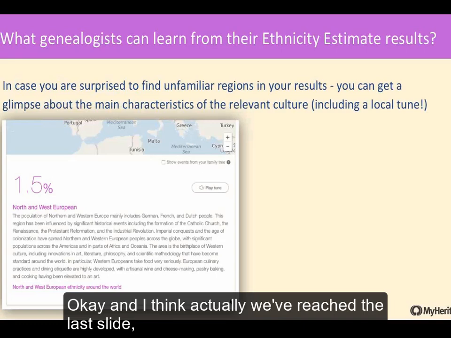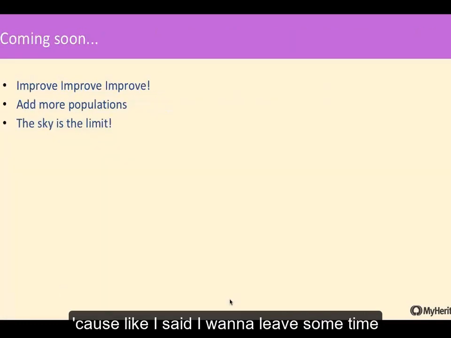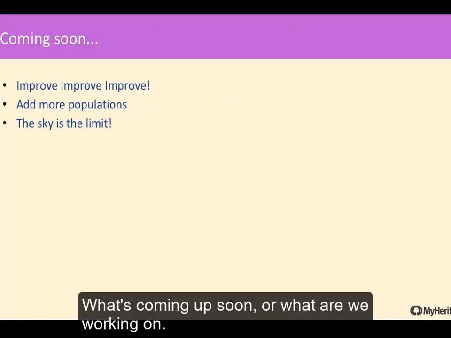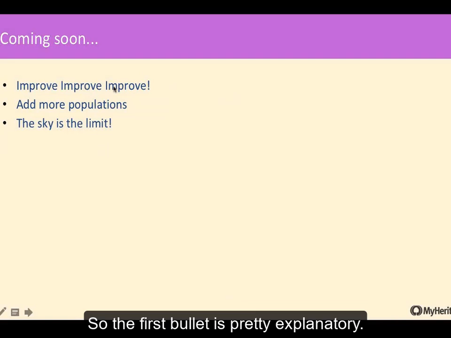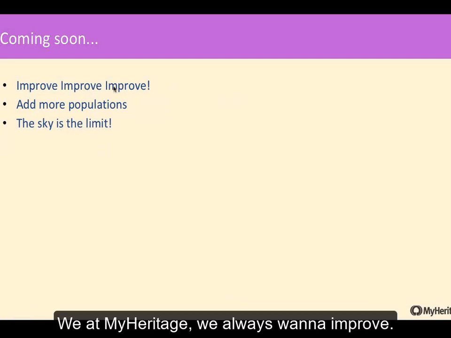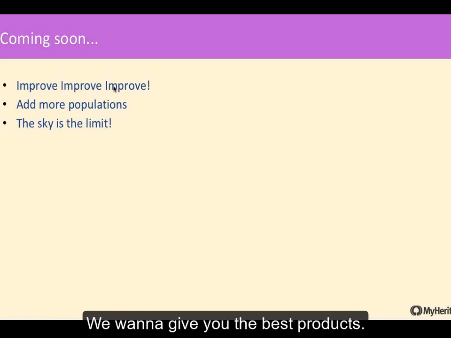Okay, and I think actually we've reached the last slide, because like I said, I want to leave some time for questions and answers. I think that's maybe even the most important part of this webinar. What's coming up soon, or what are we working on? So the first bullet is pretty explanatory. We at MyHeritage, we always want to improve. We want to give you the best products.